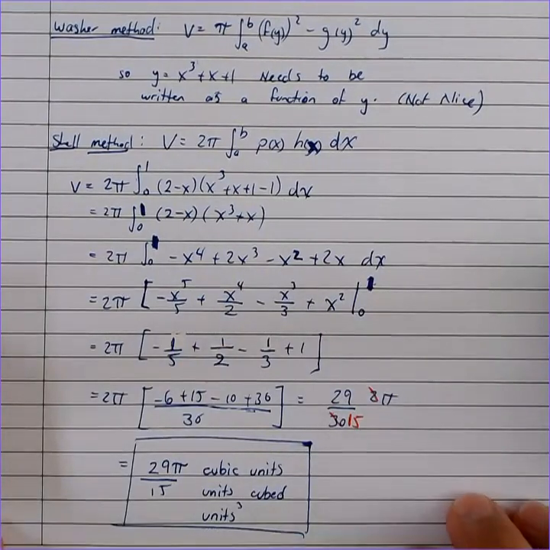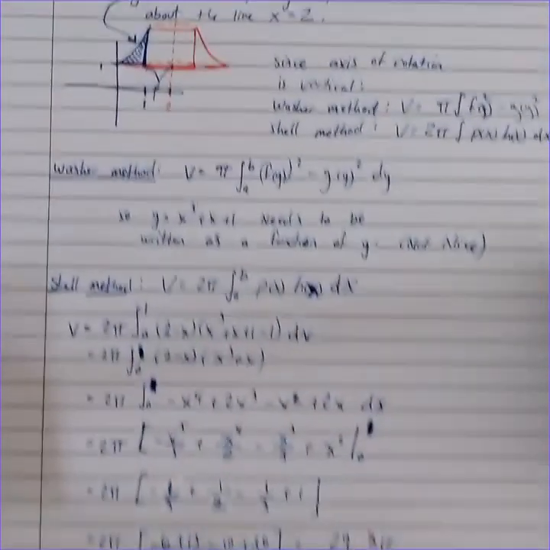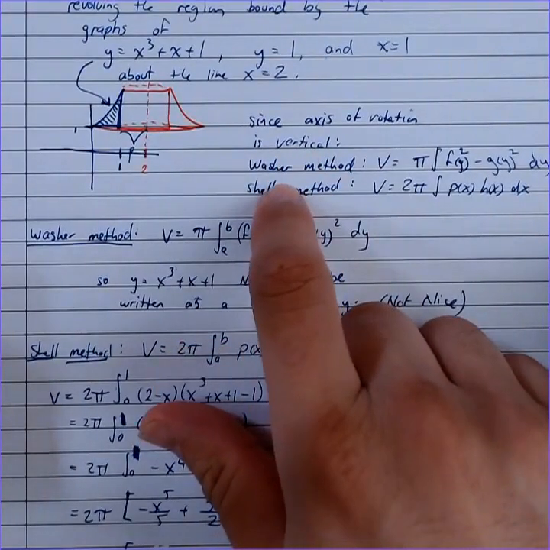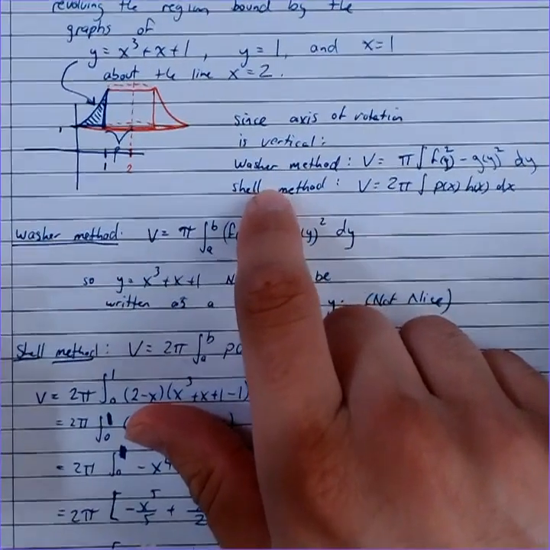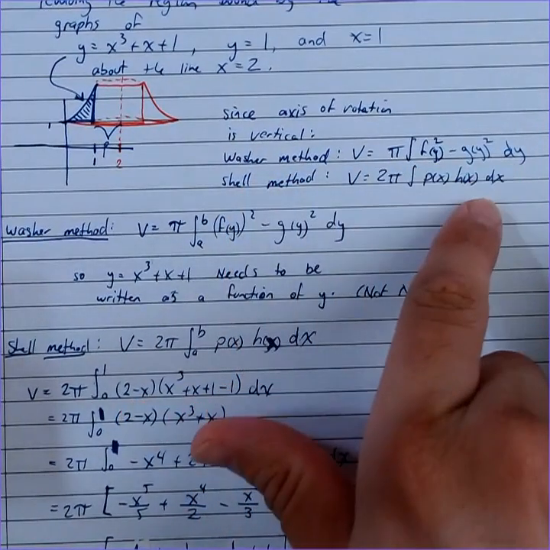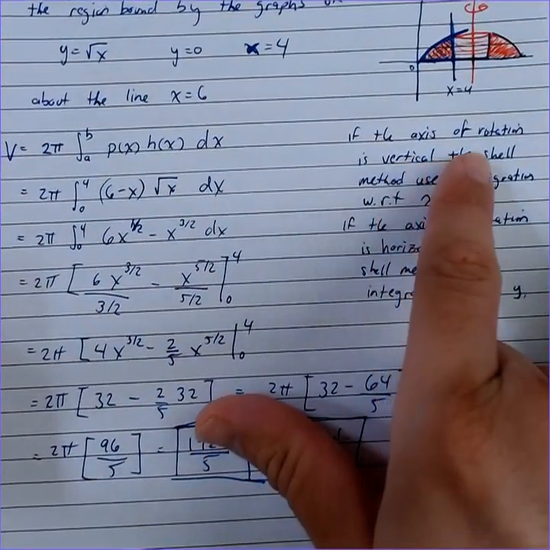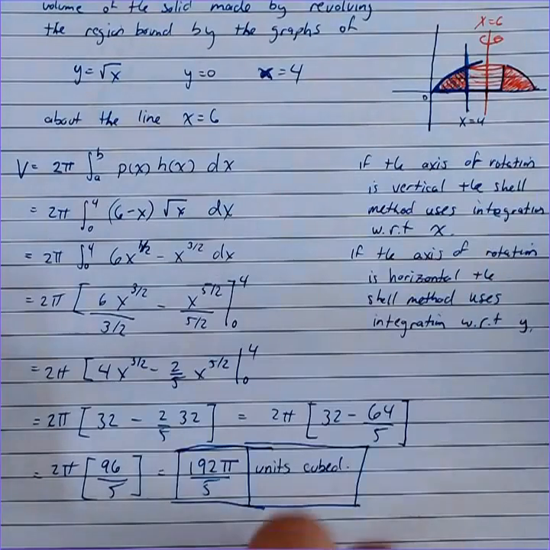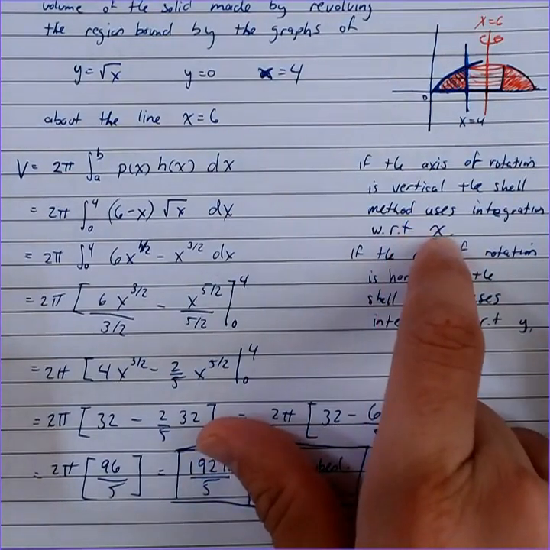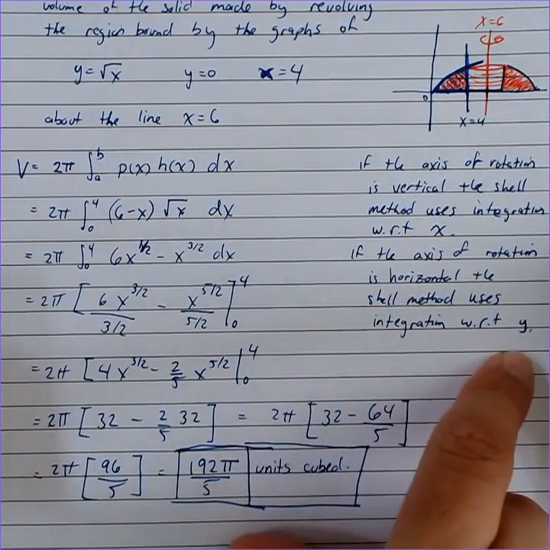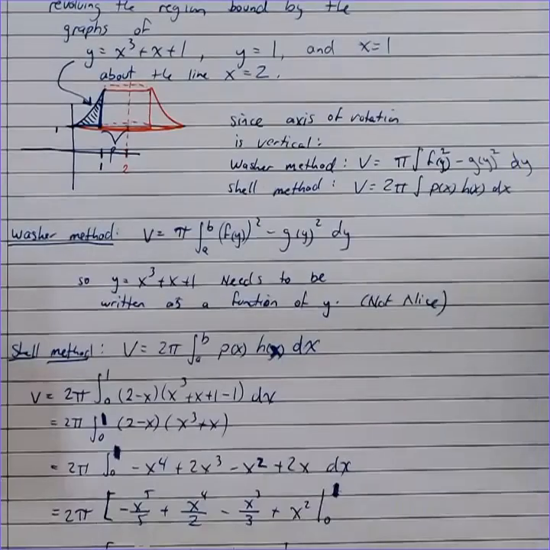To summarize, make sure that you remember this right here. This is the thing that most people will have a hard time with, and that is getting your orientation correctly. For the shell method, the axis of rotation being vertical means you're integrating with respect to x. Horizontal means you're integrating with respect to y.